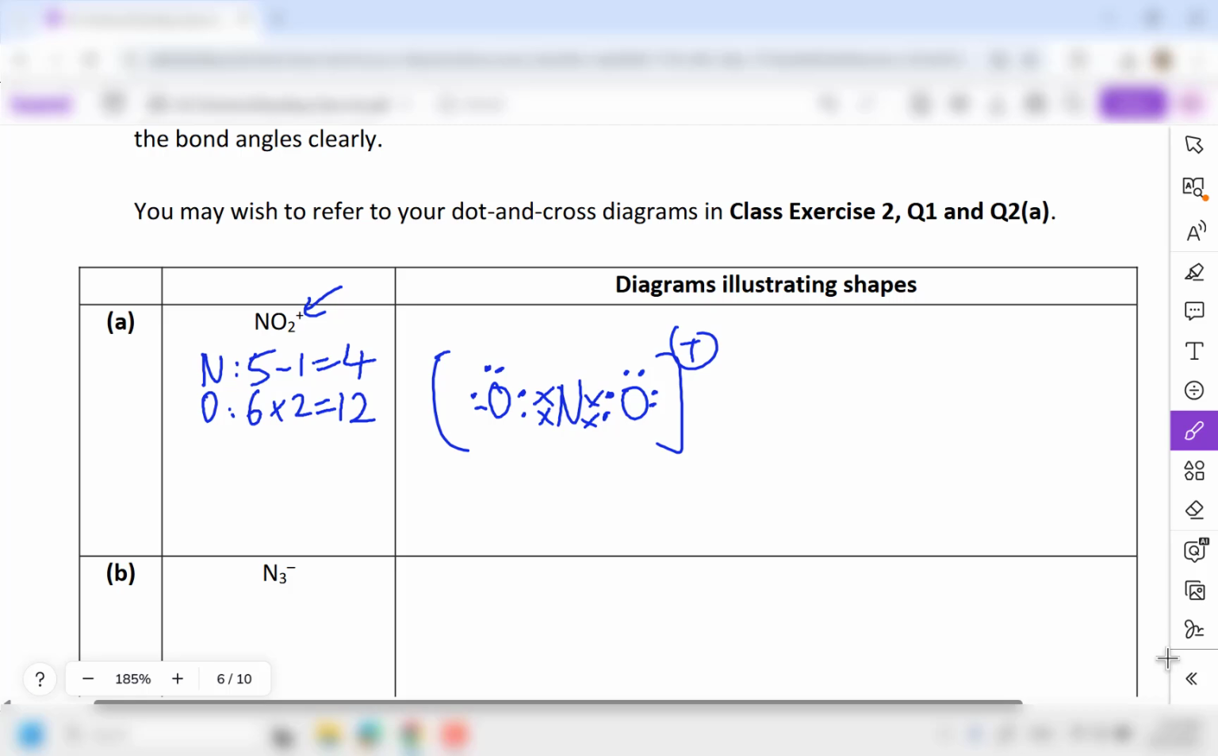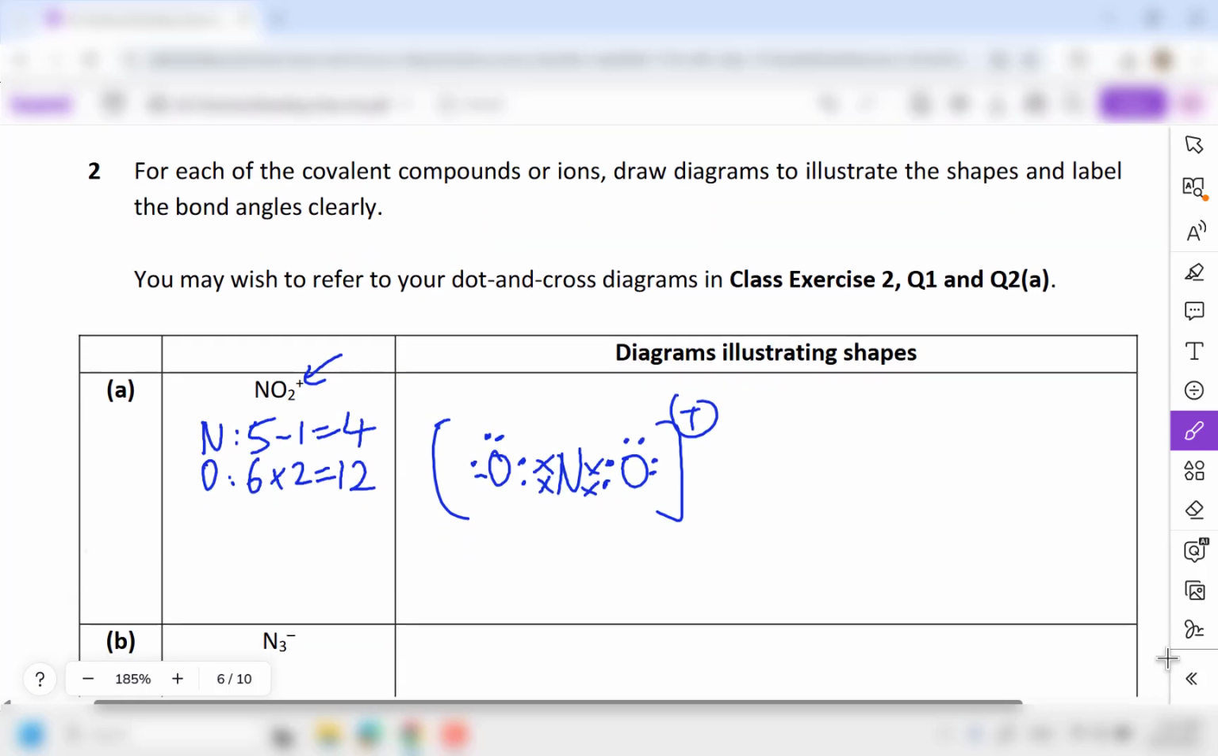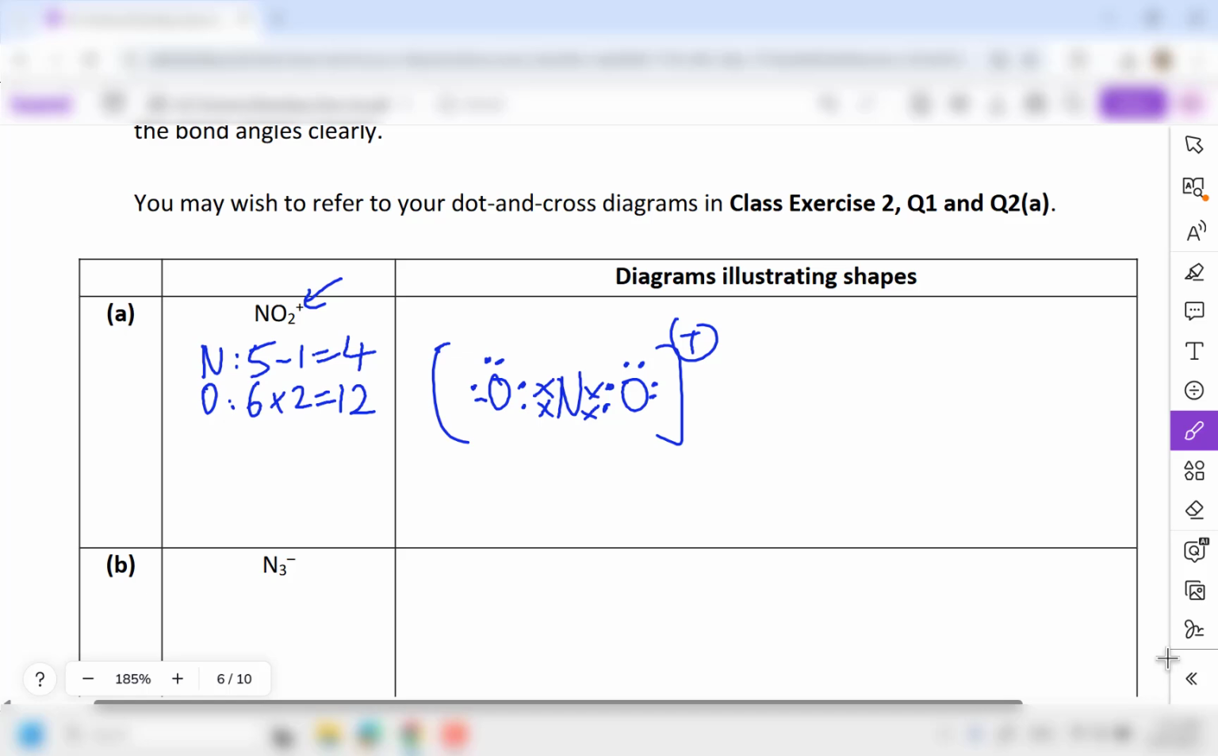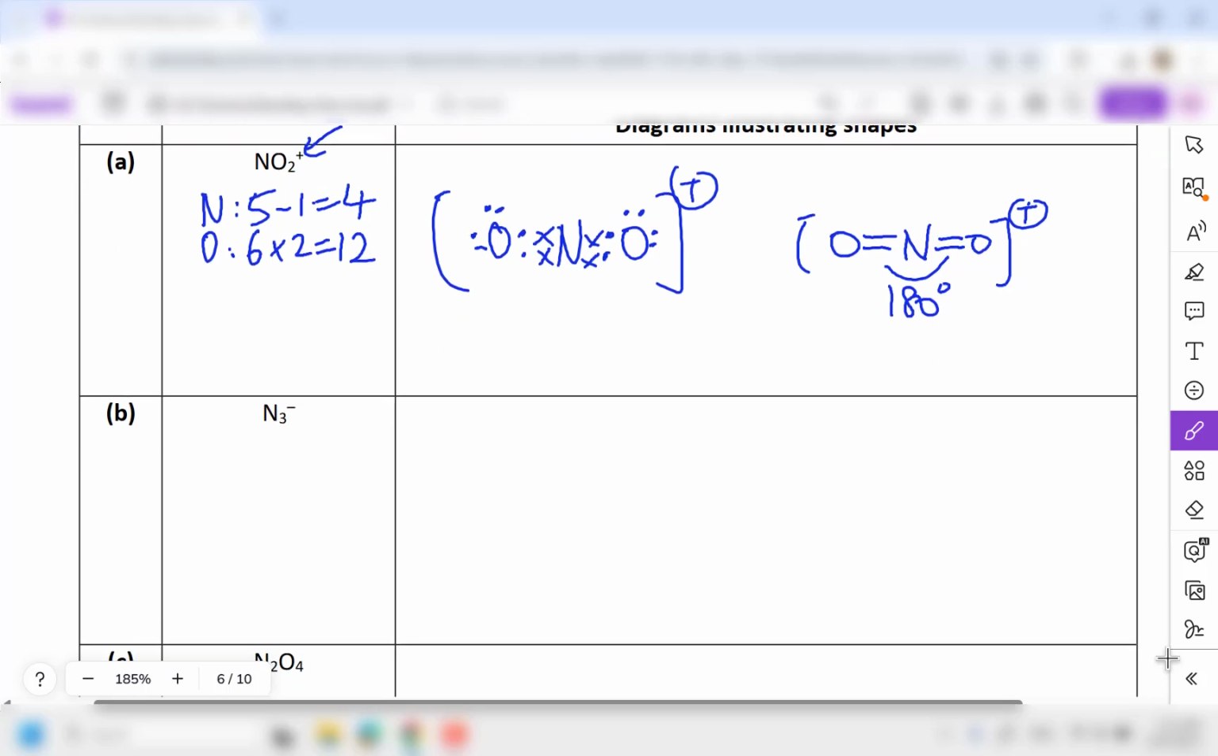And then to draw the Lewis structure, showing the shape. Okay, so what we're going to do now is, on the right hand side, double bond O, double bond O. The bond angle will be 180 degrees. So the shape is linear. We put a square bracket with an overall plus charge. Yep, so that would be the answer to part A.